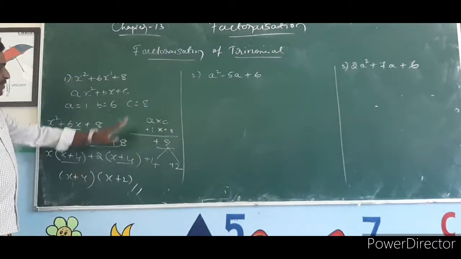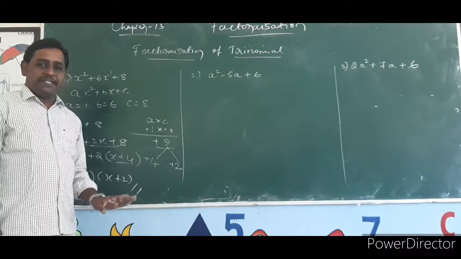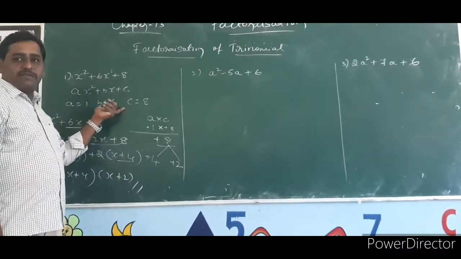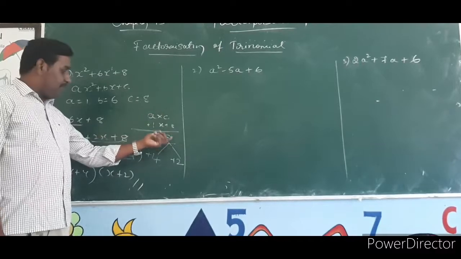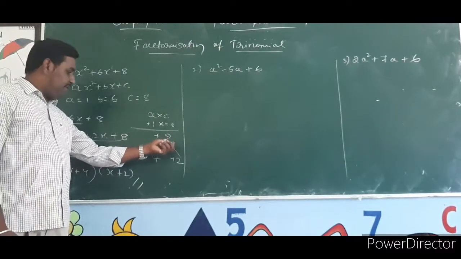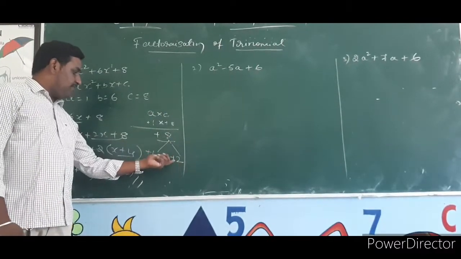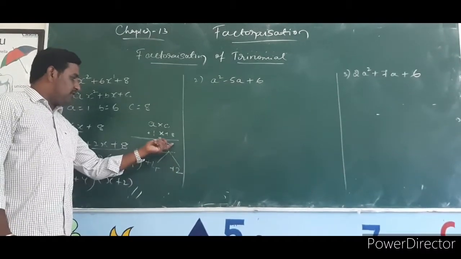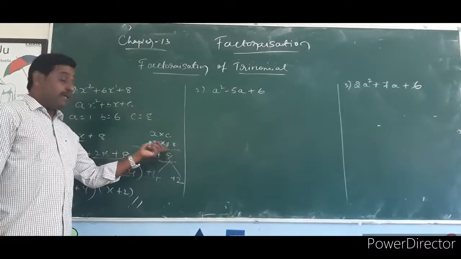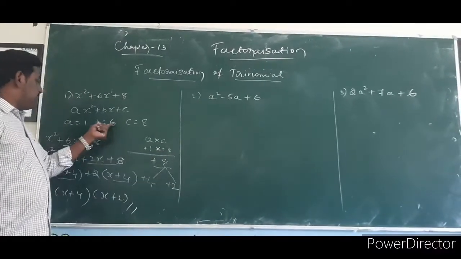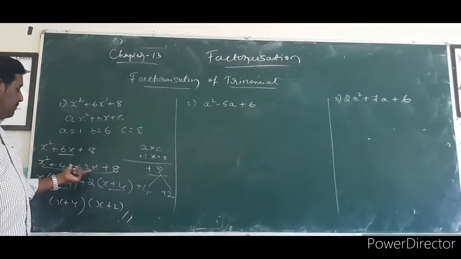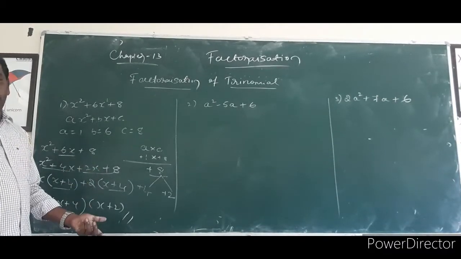Simple. Don't get confused about what I am teaching now. First you write the general form. Write the values. First you do a into c. What is the product you are getting? Divide into two terms, that sum and product. If you multiply those two numbers, you get the a into c product. If you add or subtract those numbers, you will get the b value. Then you can simply replace it and solve this problem.